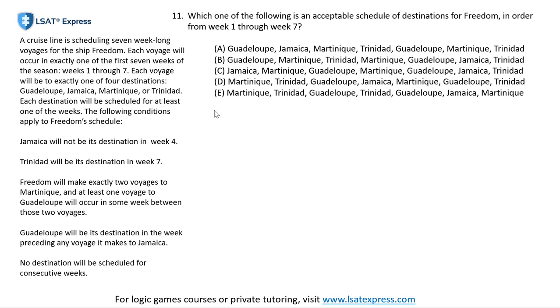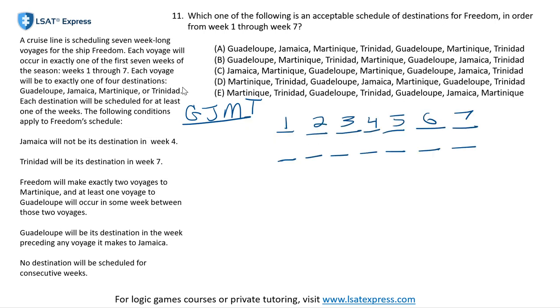A cruise line is scheduling 7 week-long voyages for the ship Freedom. Each voyage will occur in exactly one of the first 7 weeks of the season, 1 through 7. Each voyage will be to exactly one of 4 destinations, G, J, M, T. So let's write that, GJMT. We'll underline it. And there are 7 slots, so why don't I write that out? Each destination is scheduled for at least one of the weeks.